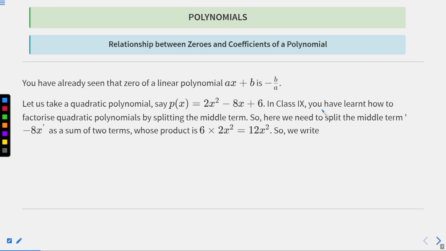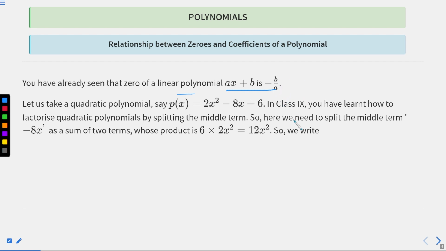You have already seen the zero of the linear polynomial. You know the linear polynomial can be written as ax plus b, where a and b are real numbers. So the zero of a linear polynomial ax plus b is minus b upon a. Here you can relate the zeros of a linear polynomial with its coefficients. So here, minus b upon a.